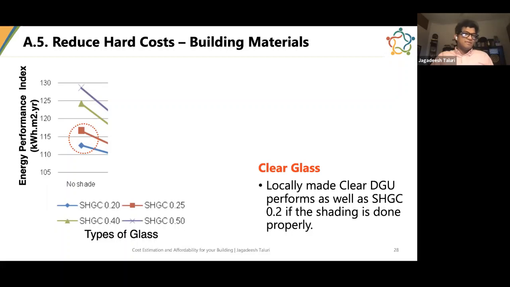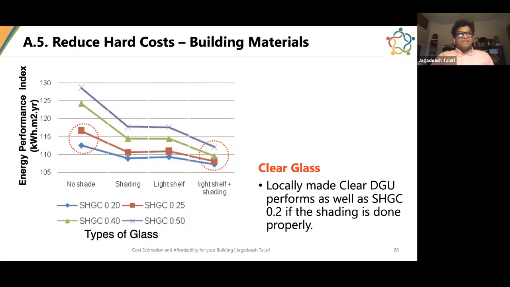So if you see in a scenario where there is no shading, the topmost portion is the clear glass DGU. The bottom line, the blue line, is this fancy high-end imported DGU, which is soft coated, which has got SHGC 0.2. In a no shading scenario, you may be seeing a lot more benefit why you are going there. And if you actually do the shading properly, now you see the clear DGU is also performing as good as a SHGC 0.2 glass.